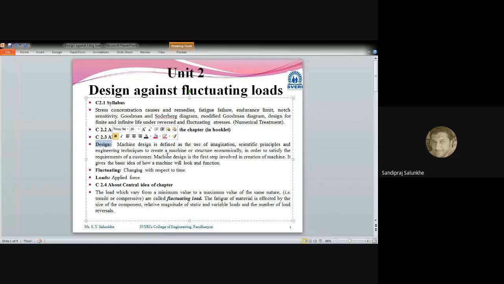Otherwise, suppose the load goes on increasing with respect to time, it is changing. Suppose I have started applying load from 1 Newton and it goes on increasing up to 100 Newton for 100 days.